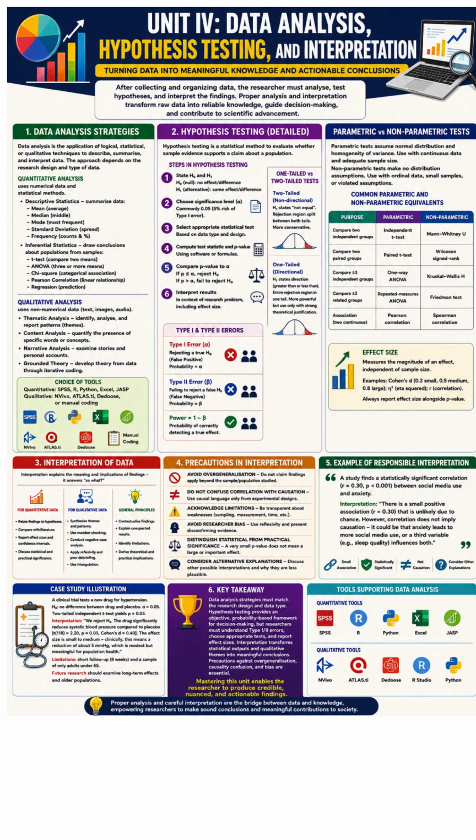Case study illustration. Consider a clinical trial designed to evaluate a new medication for hypertension. The null hypothesis states that there is no difference between the medication and a placebo. The significance level is set at 0.05 and an independent samples t-test is conducted. The analysis produces a p-value of 0.03.